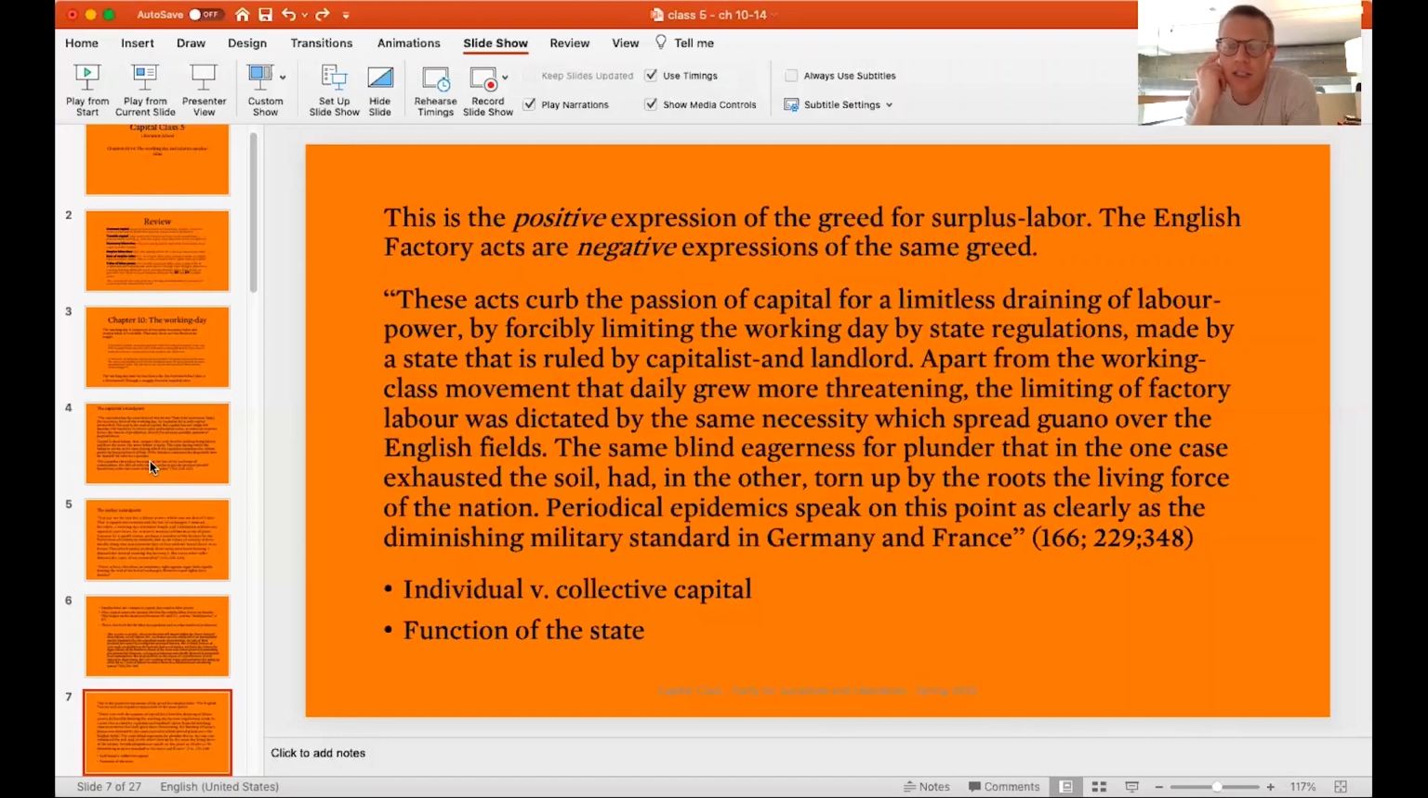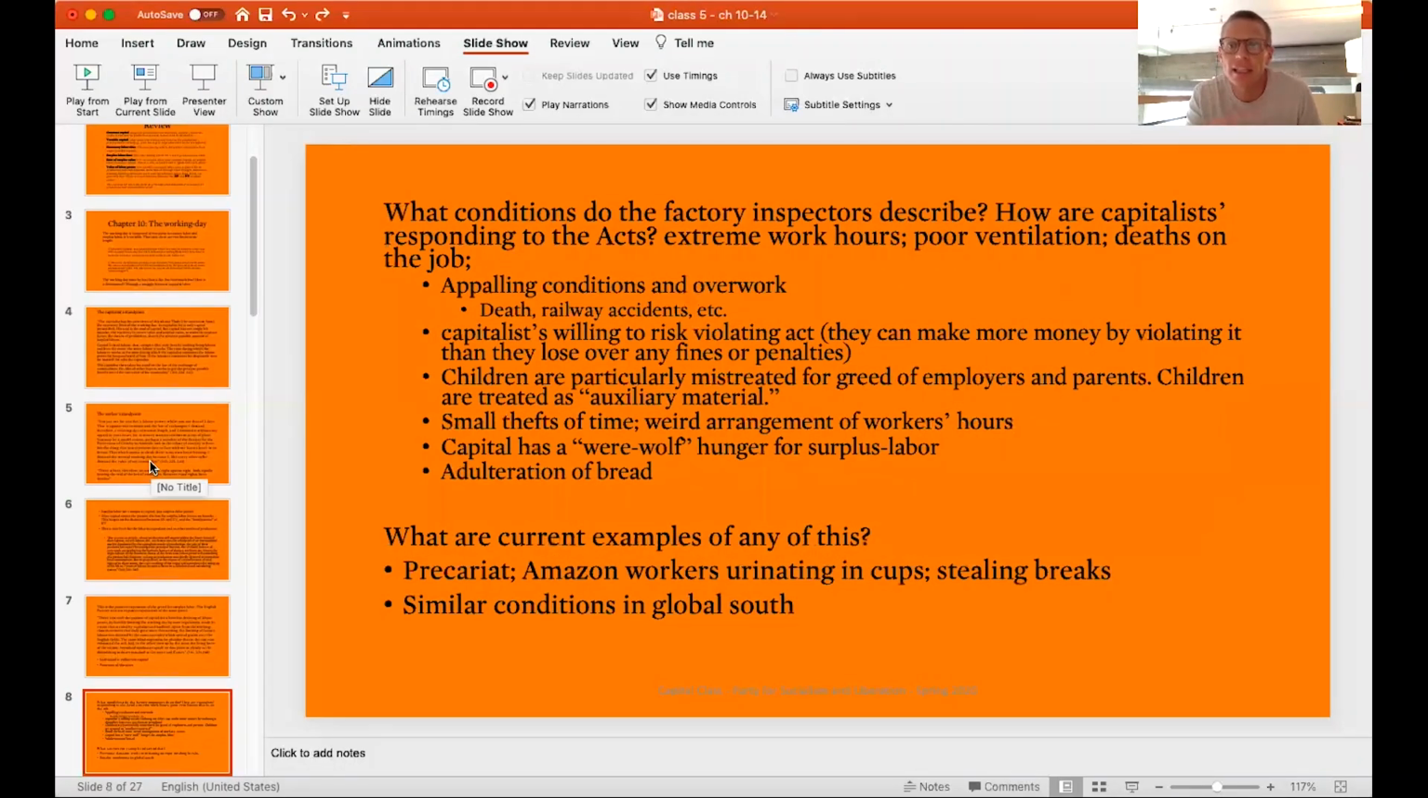This is one of the few mentions of landlords in volume 1. Most of that is in volume 3 when Marx discusses rent. So Marx then goes to the factory inspectors, right, and talks about the conditions they describe.